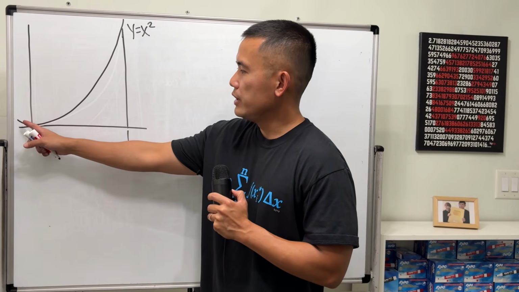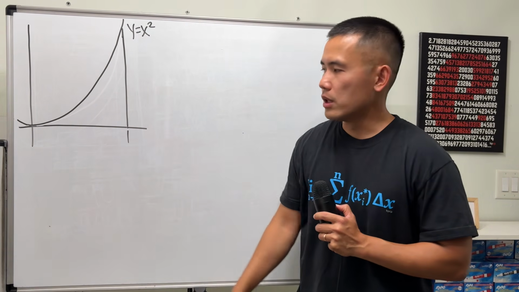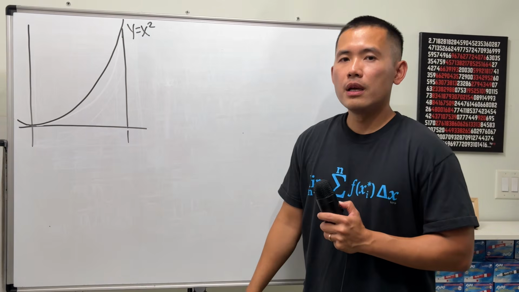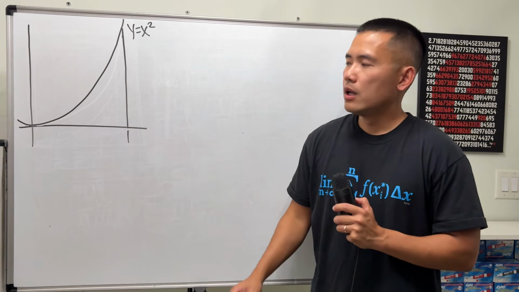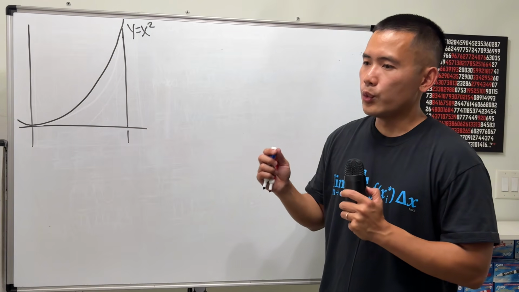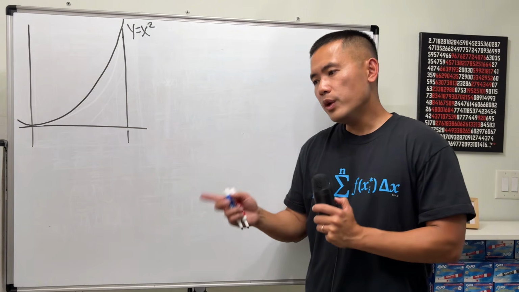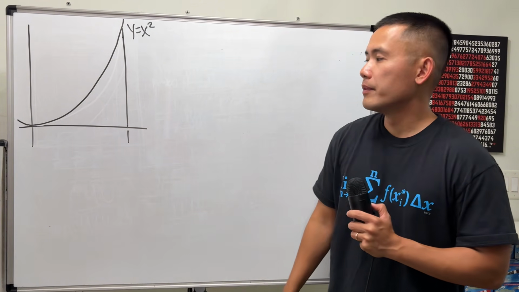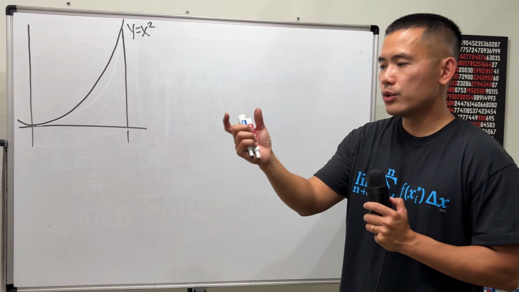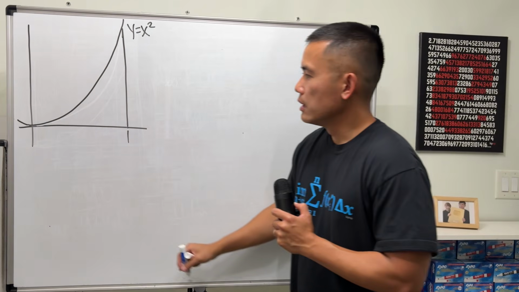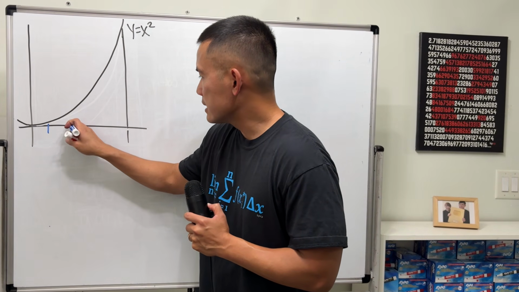Suppose you want to find the area under y is equal to x squared from 0 to 1. And to do so, we'll be using a bunch of rectangles. How many though? Technically, we want infinitely many, but before we can do that, we need a formula. Suppose we have n many rectangles, and we are going to do it with equal widths. So let's just make some cuts.